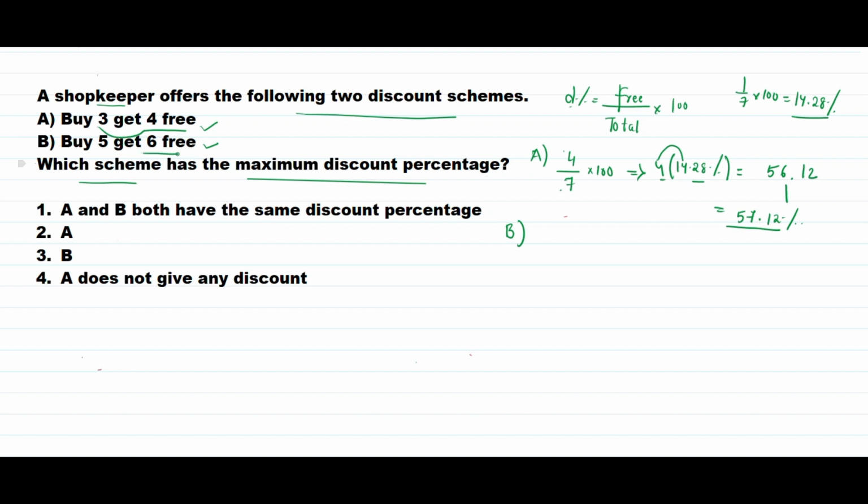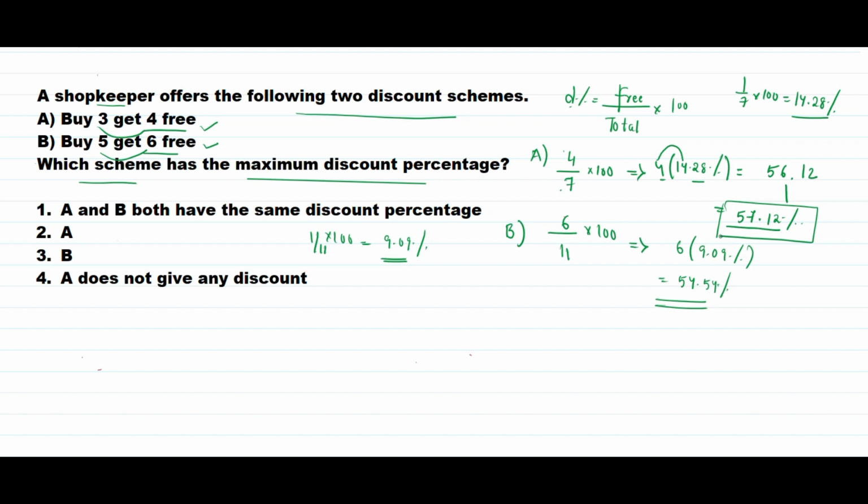Let's see the next scheme. How many free articles are they giving? 6. So 6 by the total number of articles, 5 plus 6, 11. 11 into 100. And we also know that 1 by 11 into 100 is nothing but 9.09%, right? Now we want 6 by 11, simply 6 times 9.09%, which is 54.54%. So we can simply say that scheme A is giving the maximum discount. So let's say option 2 is correct.